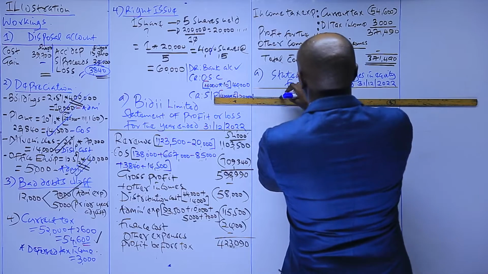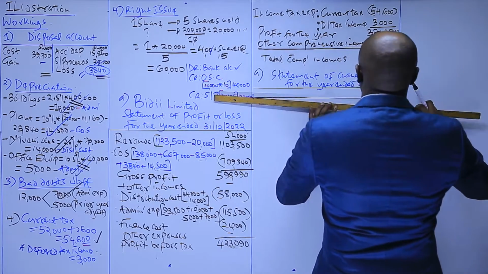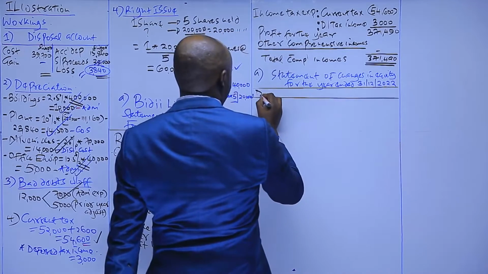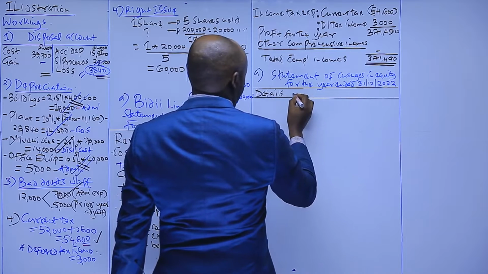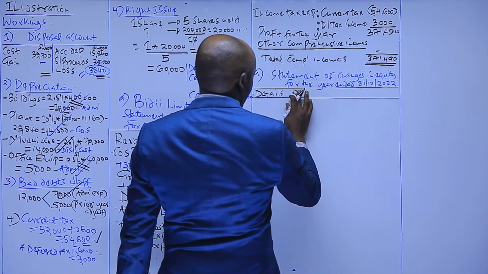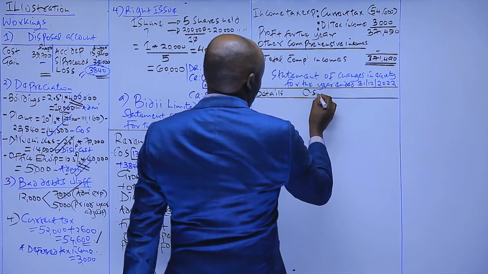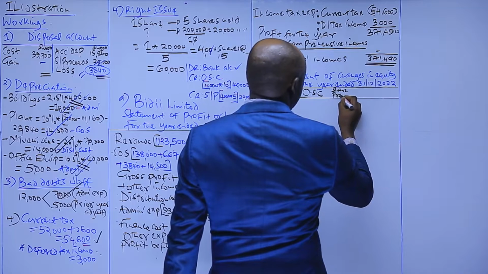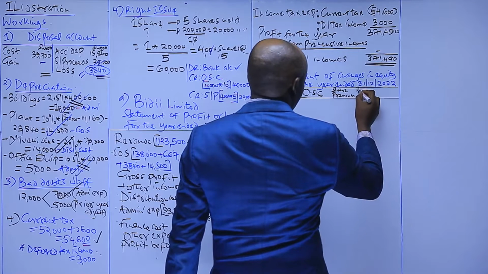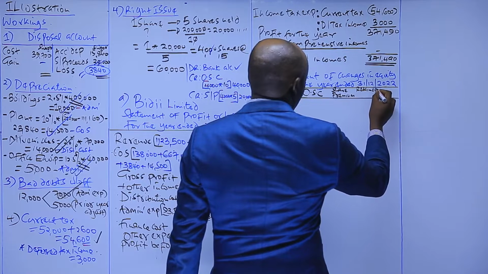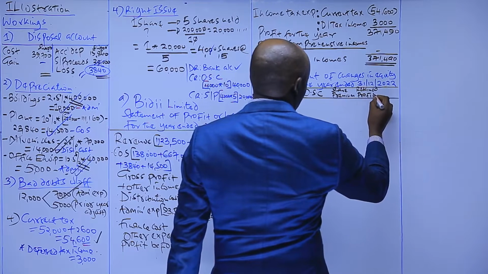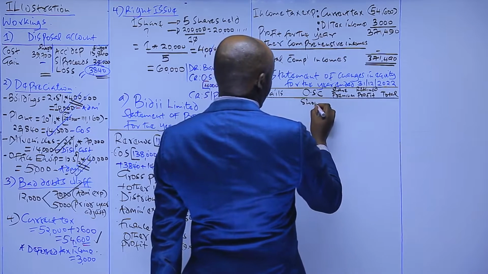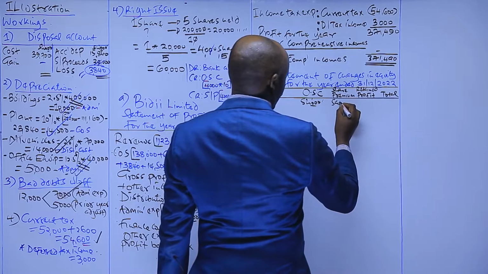We're going to have a number of columns. The first one will be the details column, and then ordinary share capital, share premium, and then retained profit, and then the total column. Also our figures here, we indicate they are in thousands of shillings.